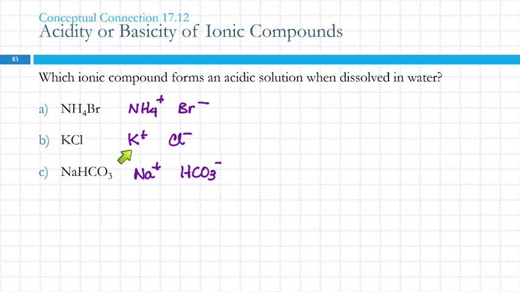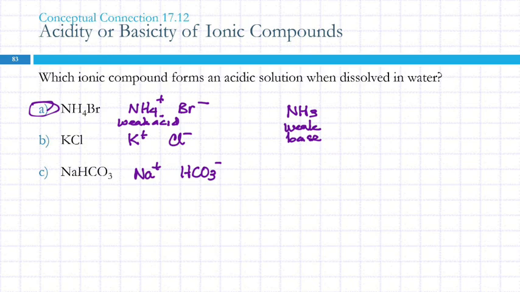Well, Na and K, sodium hydroxide, potassium hydroxide, those aren't going to do anything, right? NH4+, that's related to NH3. That's a weak base, making this a weak acid. So this is the one that's going to be acidic. Any questions?